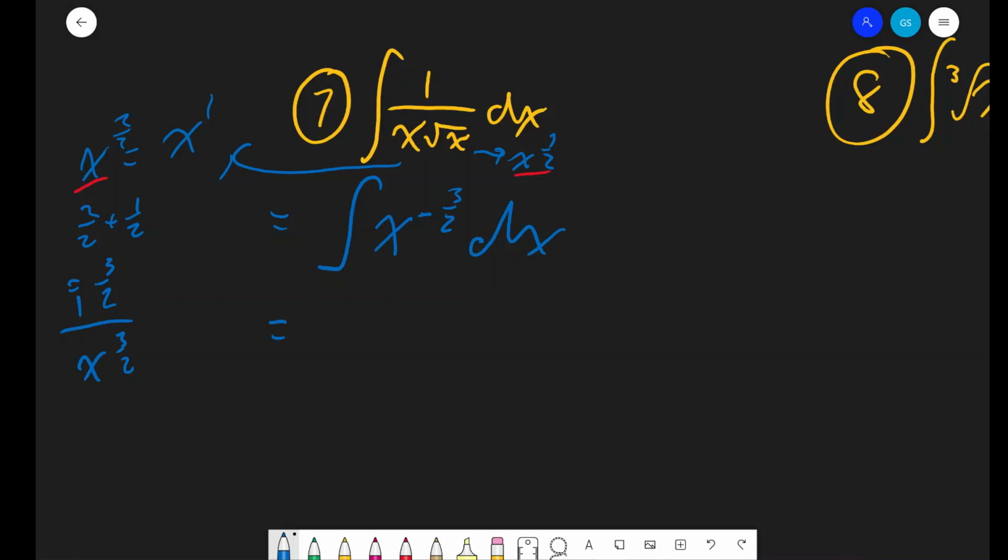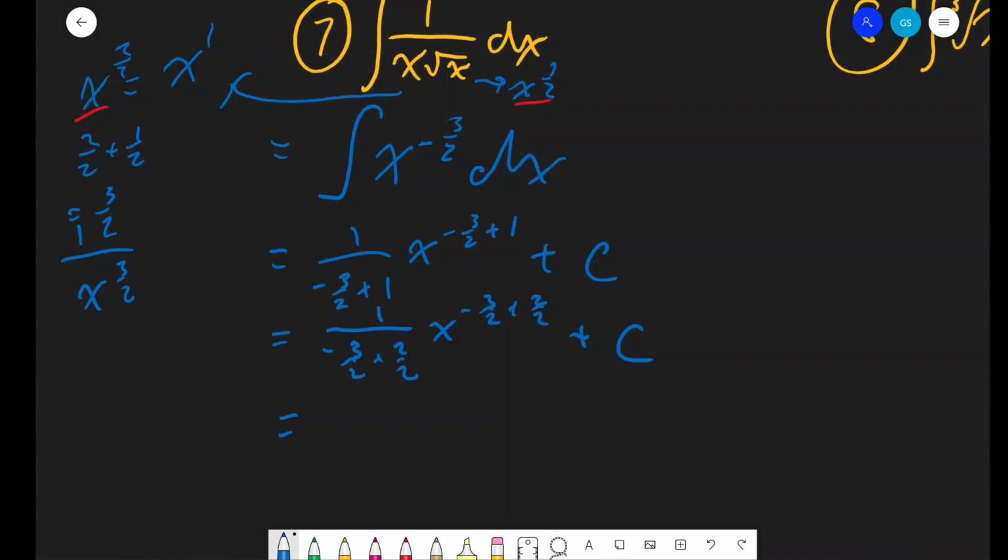Now we're going to just apply the same rule again. So add 1 to the exponent and divide: (1 over (-3/2 + 1)) multiplied by x^(-3/2 + 1) plus c. I'm just describing this one in a different way: -3 over 2 plus 2 over 2 plus c. So you get -3 plus 2, -1 over 2, 1 over -1/2, x^(-1/2) plus c.